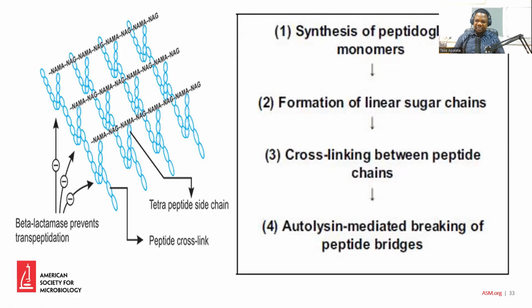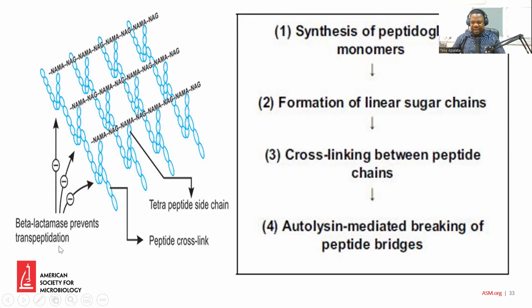Since these antimicrobial agents interfere with the synthesis of the peptidoglycan layer, it is important to note that the peptidoglycan layer is a very complex structure, and its synthesis happens in different steps. We have the synthesis of peptidoglycan monomers, then the formation of the linear sugar, then cross-linking between peptide chains, and autolysin-mediated breaking of peptide bridges.